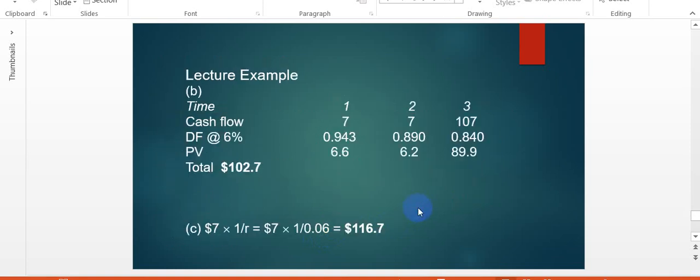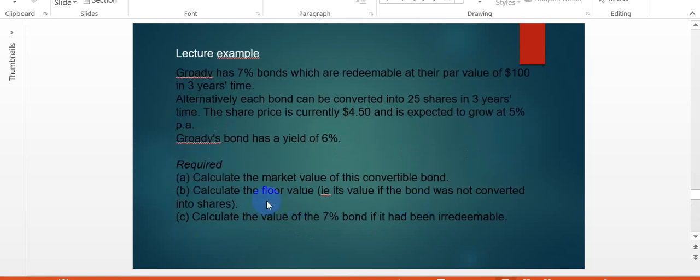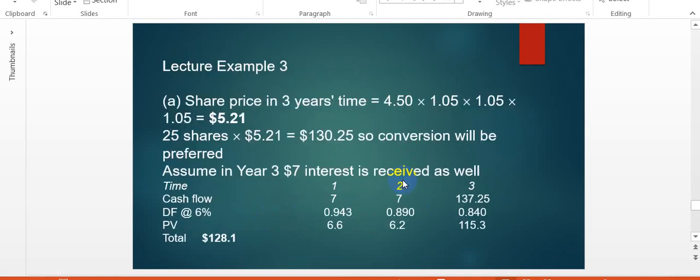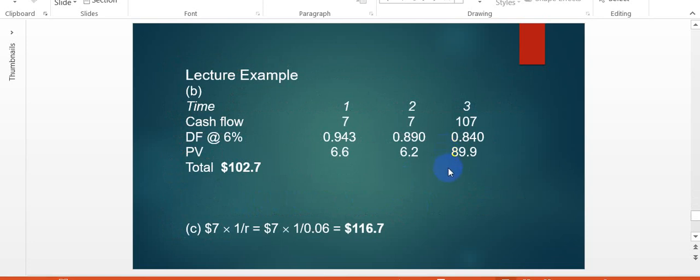We move to B. Calculate the floor price, that is if the bond was not converted. It's simply the interest. In the last year we don't use the conversion value, we use the par value or the redemption value of 100 plus the interest. So the interest still remains the same, 7. What will only change is the last year, 107. So the value, if not converted, or the floor price is 102.7.